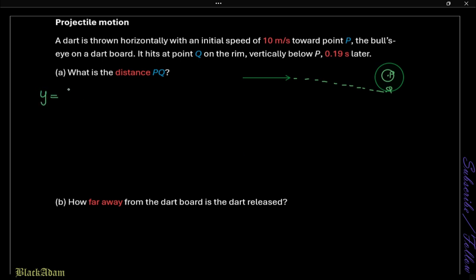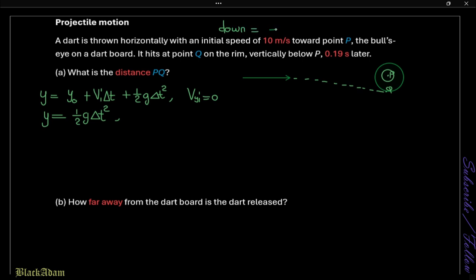Initially, as you throw horizontally, there is no initial y component. So that's the equation we have: y equals y initial plus initial velocity multiplied by time plus a half g t squared. We know our y initial is 0. We're only given vx. Because our initial velocity is 0 for vertical motion, we have half g t squared.